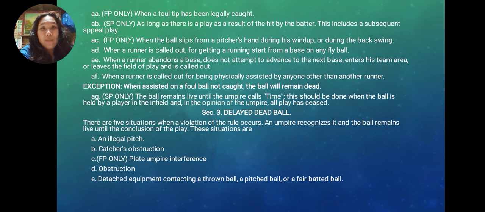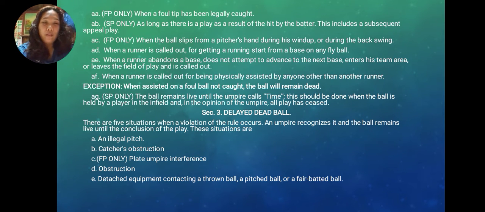For AG, SP only, the ball remains live until the umpire calls time. This should be done when the ball is held by a player in the infield and, in the opinion of the umpire, all play has ceased.